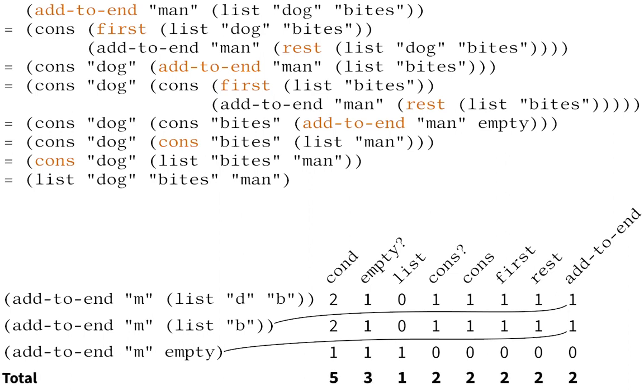Now, the key to simplifying this analysis is to note that even though each operation we're counting here takes a different amount of time, it's always a small amount of time that does not depend on how big its input is. And every time you install a new version of DrRacket or upgrade your computer, that small amount of time is going to change anyway. I mean, who knows, maybe next month, cons is going to become twice as fast, and first and rest are going to become five times as fast, and whatever.